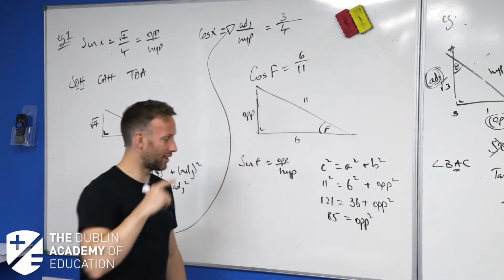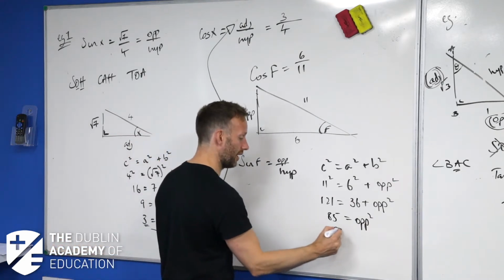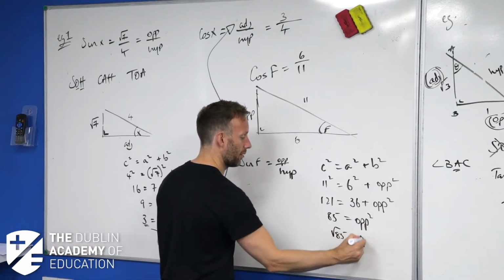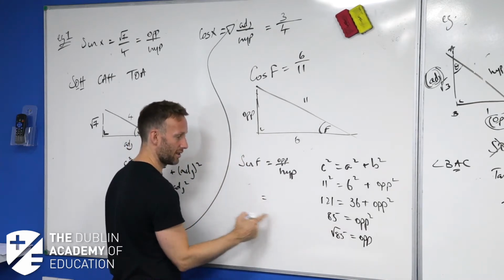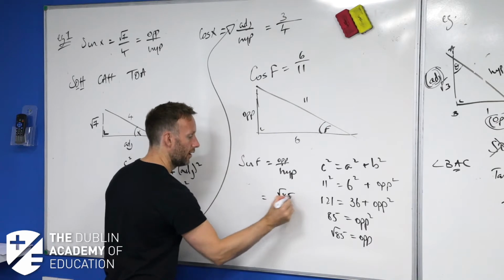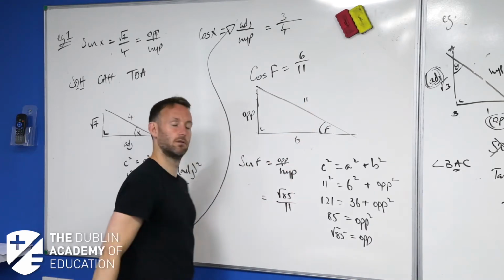And if 85 is equal to the opposite squared, what's the opposite? It has to be the square root of 85. So the square root of 85 is equal to the opposite. And then what would sin f be? So sin f, opposite over hypotenuse. What's the opposite? Square root of 85. And what's the hypotenuse? It's 11.